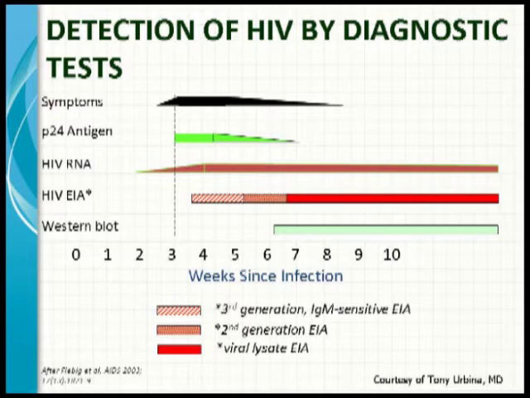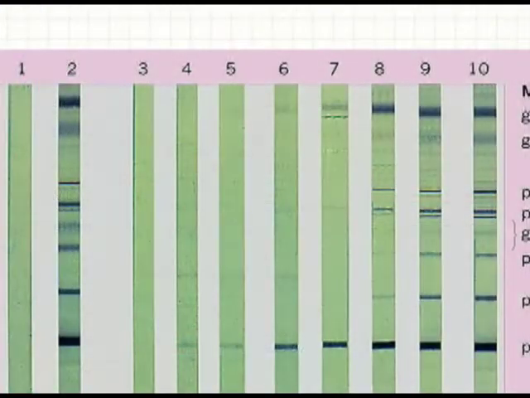When we talk about second generation antibodies, that was just the IgG, and it takes a few weeks to develop IgG. The third or newer generation antibody test also screens for IgM, which can be positive in the first couple of weeks. And then we can move on to the confirmatory test.